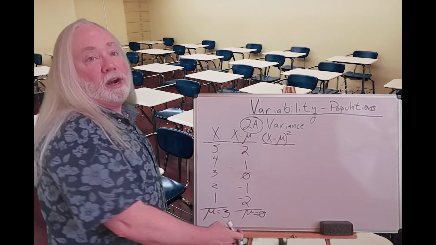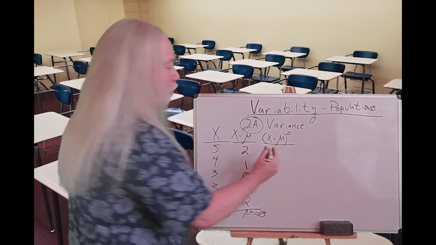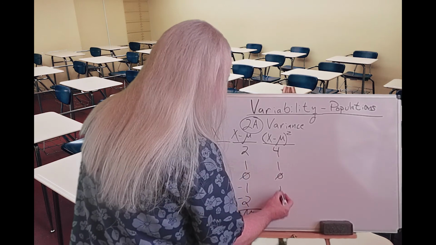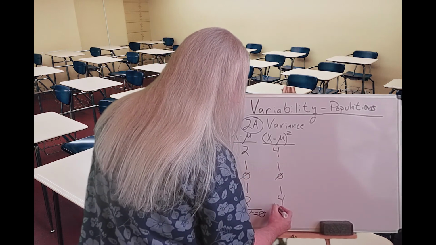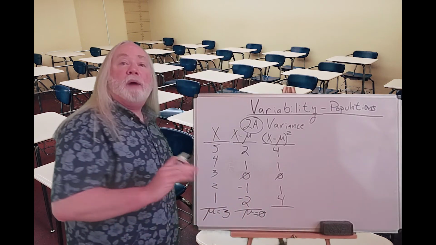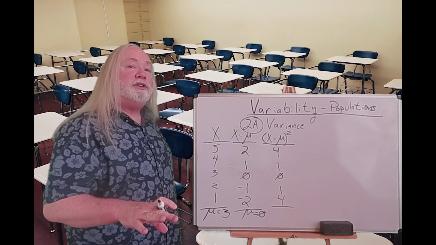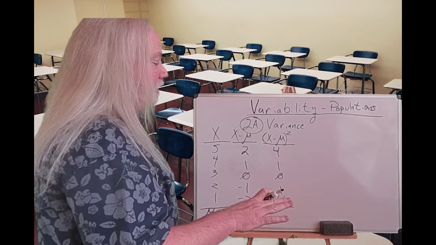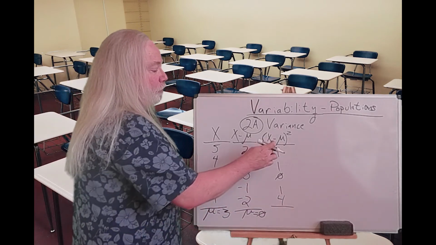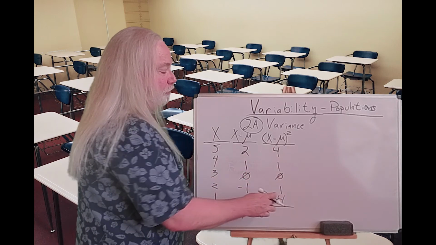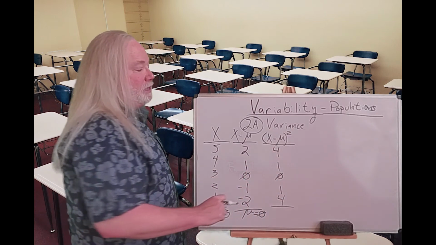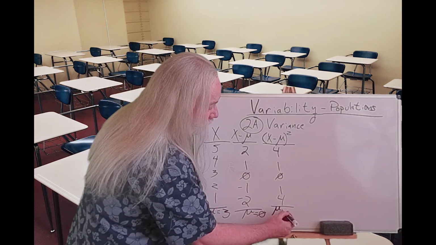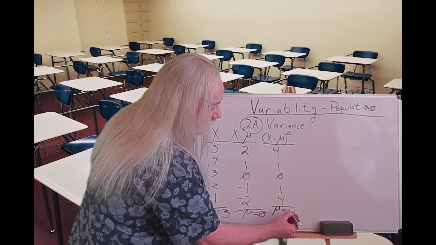So we square our deviation scores. 2 squared is 4, 1 squared is 1, 0 squared is 0, negative 1 squared is 1, negative 2 squared is 4. Now we've gotten rid of the negatives, everything's positive. Now we really can add these things together and average them. So 4 plus 1 plus 0 plus 1 plus 4 is 10. 10 divided by 5. So the mean of these things is 2.